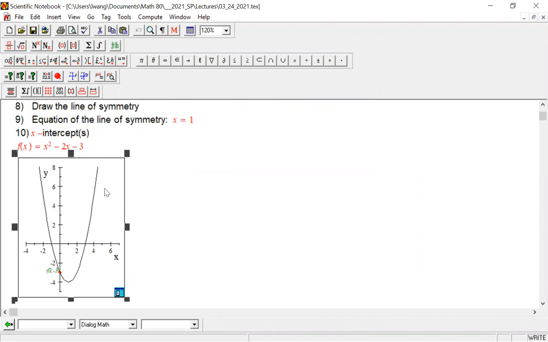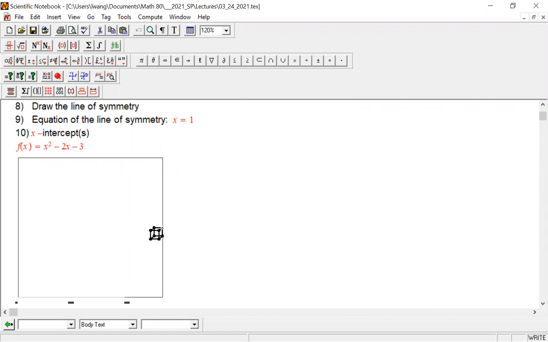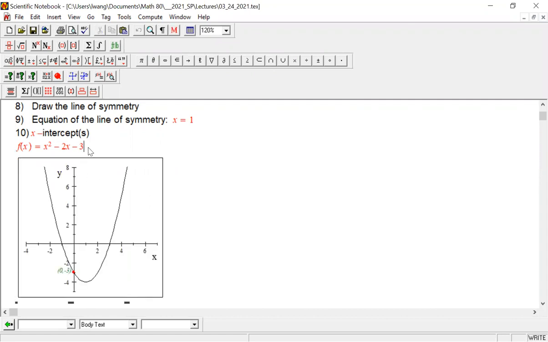Okay, so number 10, we're going to find the x-intercept. What does it mean, the x-intercept? Well, that's where the curve crosses the x-axis, right? So we said y equals 0. We have talked about this. Do you guys have any questions?